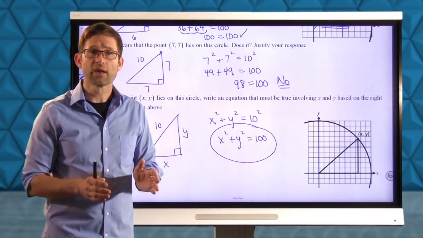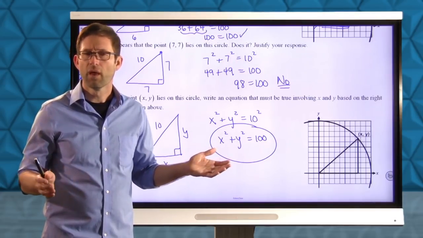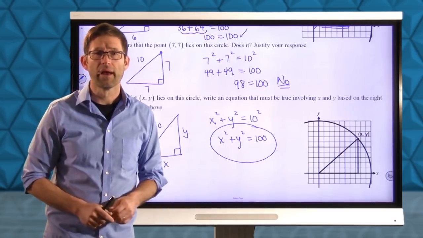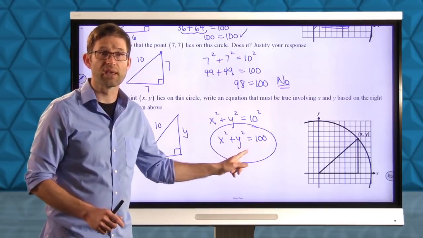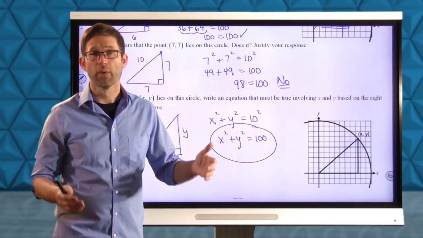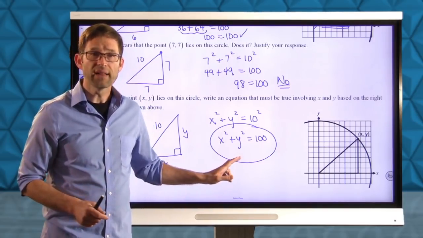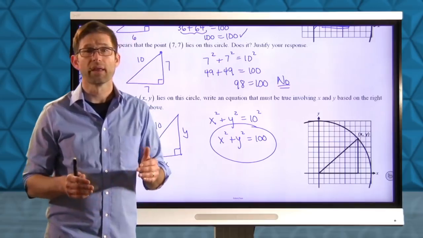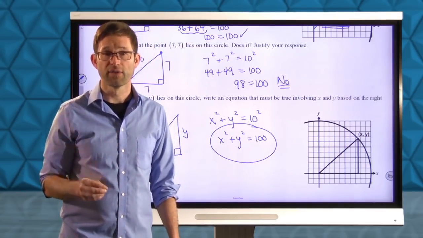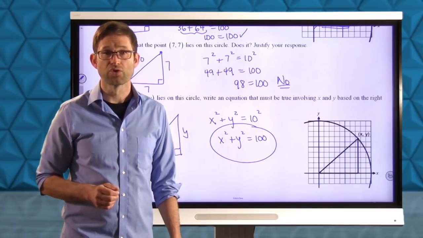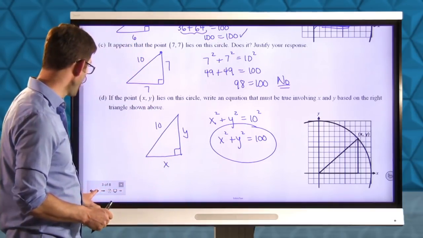That's it. And you can use that equation then to test to see if any other point lies on that circle, right? If you wanted to know if some random point like 3, 8 lied on the circle, you could say, well, is 3 squared plus 8 squared 100? The answer, by the way, would be no, but you could then test that to see. All right? And that's the main purpose of an equation for something like the equation of a circle, is to be able to then check to see if particular points lie on the circle by seeing if they make the equation true. All right, so let's kind of summarize what just happened here.